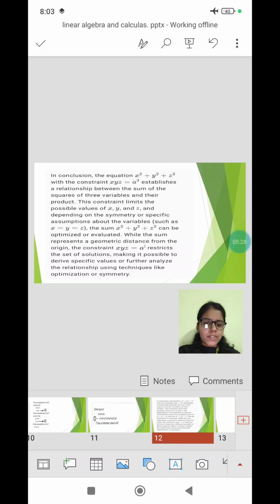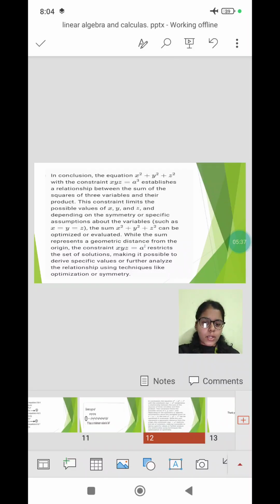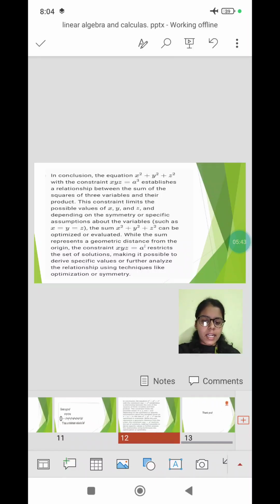While the sum represents a geometric representation from the origin, the constraint xyz equals a cube restricts the set of solutions, making it possible to derive the specific values or further analyze the relationship using techniques like optimization or symmetry.